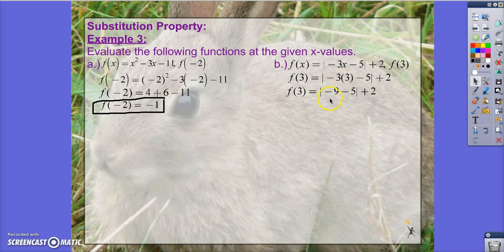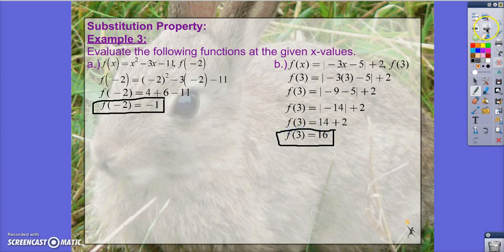So I multiply negative 9 minus 5, absolute value, plus 2. Negative 9 minus 5 is negative 14. Now, absolute value of negative 14 is a positive 14 plus 2. Once I evaluate the absolute value, I drop the bars. 14 plus 2, f of 3 equals 16. And that's my final answer.